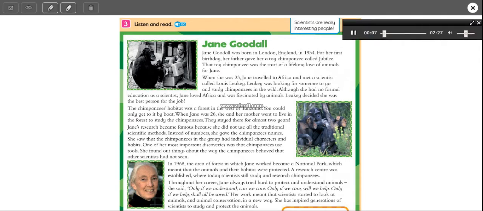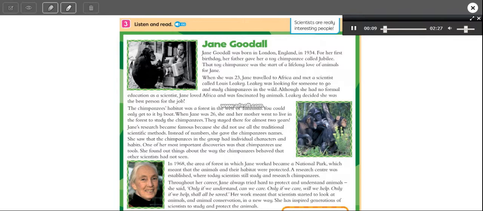Jane Goodall. Jane Goodall was born in London, England in 1934. For her first birthday, her father gave her a toy chimpanzee called Jubilee. That toy chimpanzee was the start of a lifelong love of animals for Jane. When she was 23, Jane travelled to Africa and met a scientist called Louis Leakey. Leakey was looking for someone to go and study chimpanzees in the wild. Although she had no formal education as a scientist, Jane loved Africa and was fascinated by animals. Leakey decided she was the best person for the job.